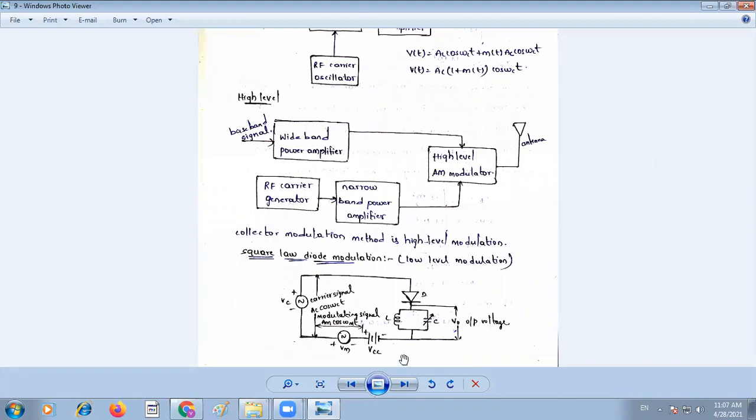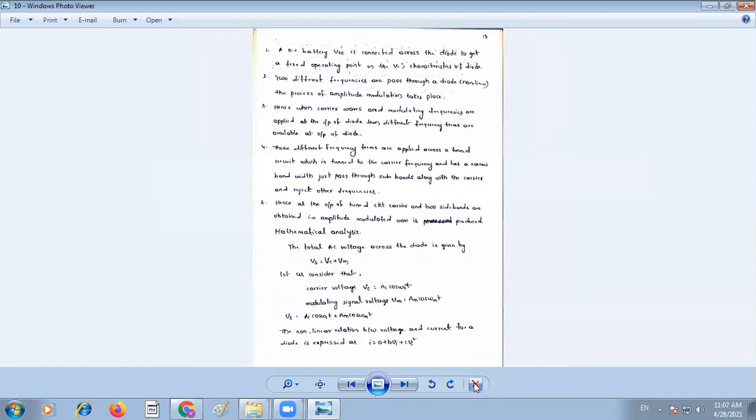Now the signal output is taken across the tank circuit. The tank circuit is tuned for two different frequencies, that is, one is FC plus FM and another one is FC minus FM. In general, FC plus FM is the upper side band and FC minus FM is the lower side band. These two different frequencies are observed at the output side of the circuit. That is simply how modulation takes place. So this is low level modulation, or the square law diode modulator. Students, please practice the circuit and give the explanations.